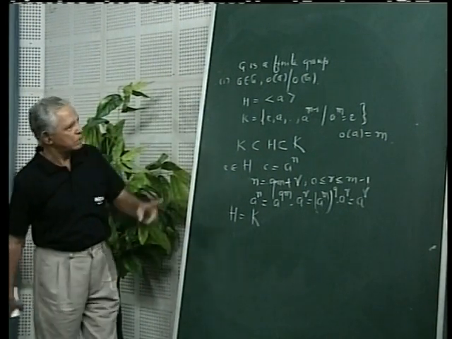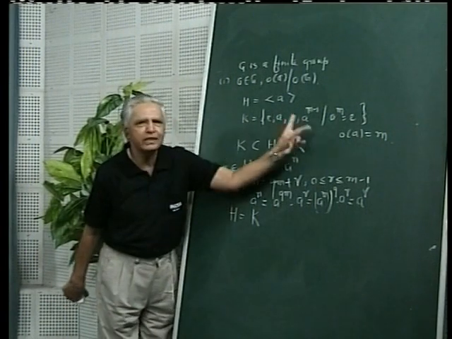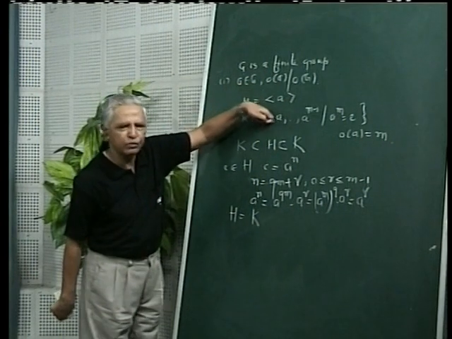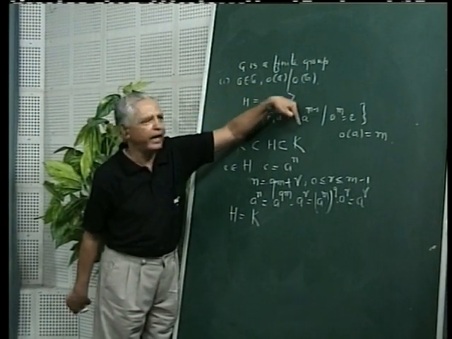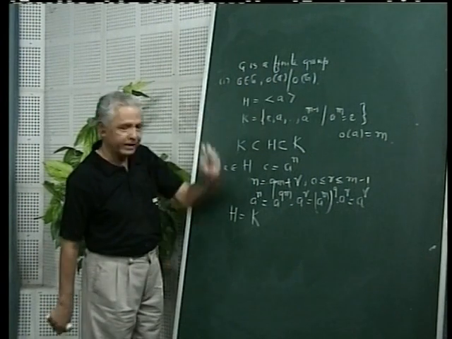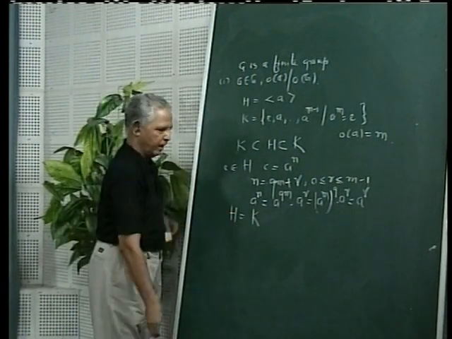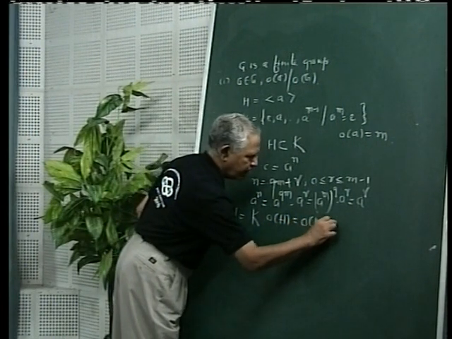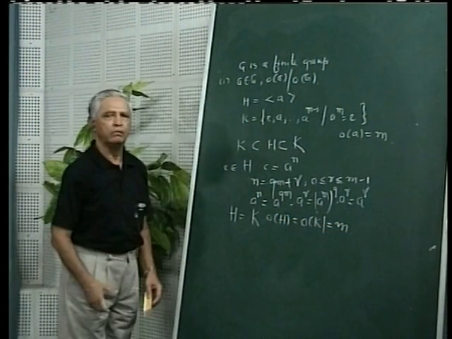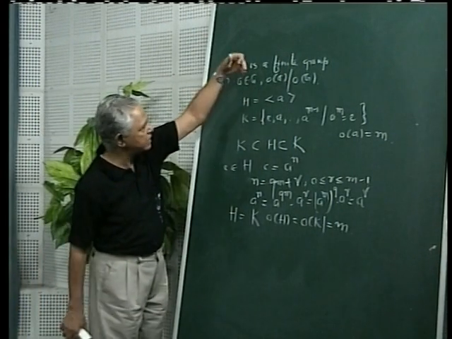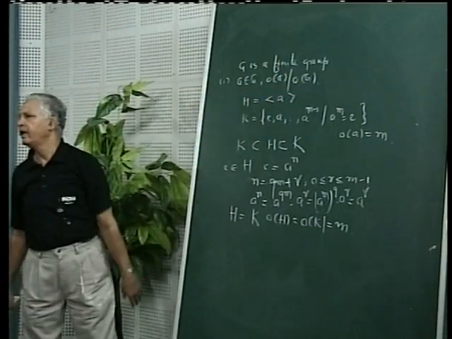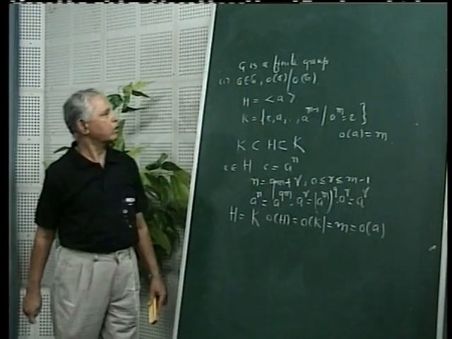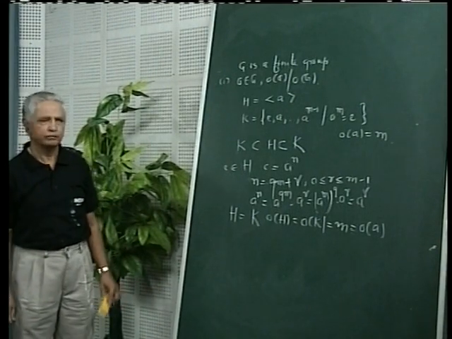Still one thing remains, and that is that all the elements here are distinct. And I leave this as an exercise to students to prove that all the elements E, A, up to A raised to m minus 1 are distinct, and that implies H is equal to K, and so order of H is equal to order of K, and that is equal to m. And so by Lagrange's theorem, what we get is order of A divides order of G.